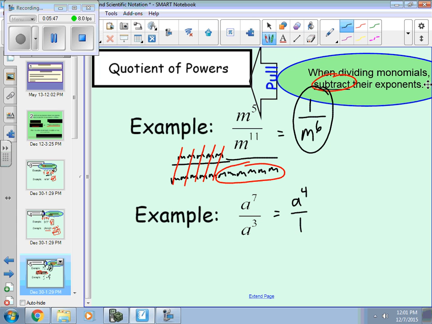Again, you could put a 1 and fill in the bottom, but if something's over 1, you don't need to write that, so we could just leave it as a to the 4th power. If it's on the denominator, though, you have to put a 1 on top. You got to fill something in the numerator. You can't leave the numerator blank.